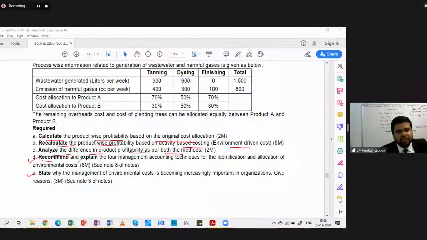Requirement D: recommend and explain the 4 management accounting techniques which we studied. What are those 4 techniques? Input output analysis, then thereafter the material flow or the organization flow analysis, then life cycle costing, and last but not the least, ABC costing.